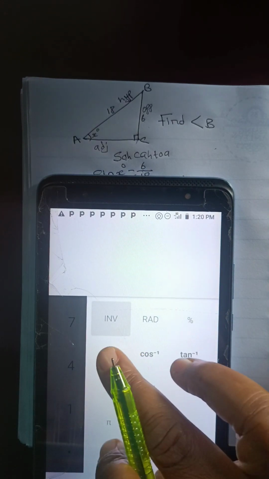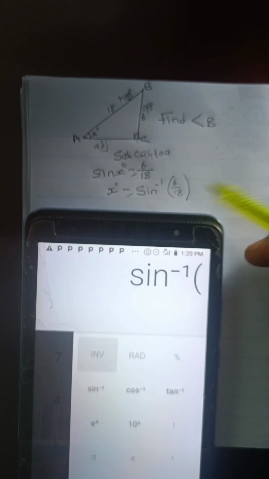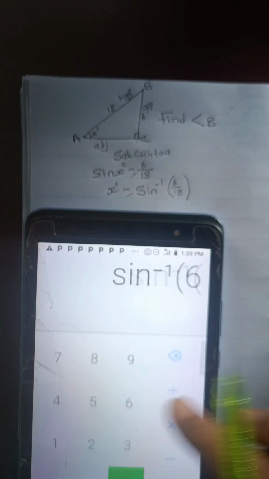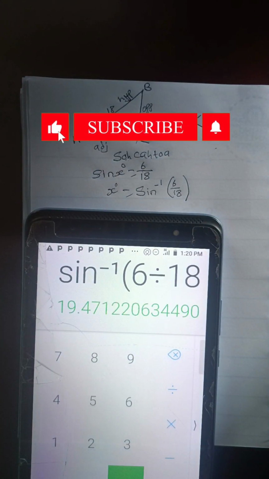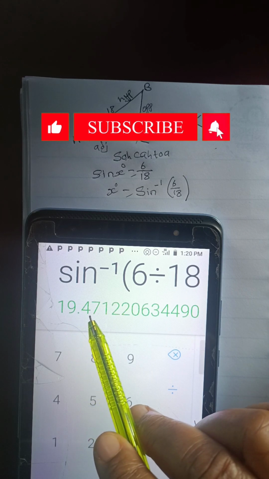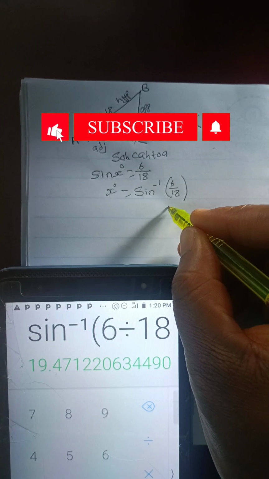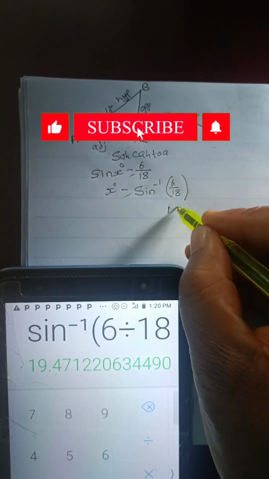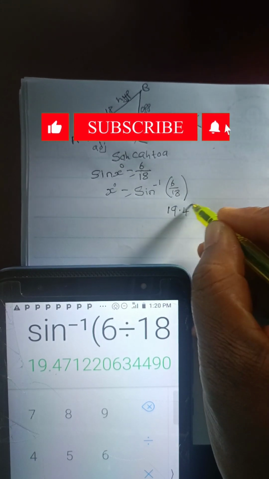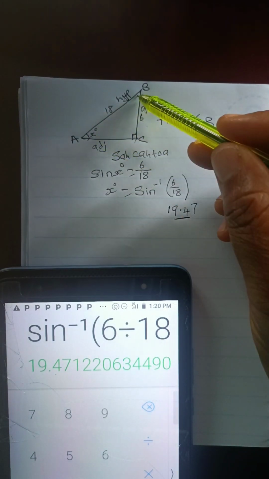And then when you click on your sine inverse, what are we doing? Sine inverse of 6 divided by 18. So we go back to 6 divided by 18, and that way we have an answer of 19.47, or 19.5. So x is 19.47.